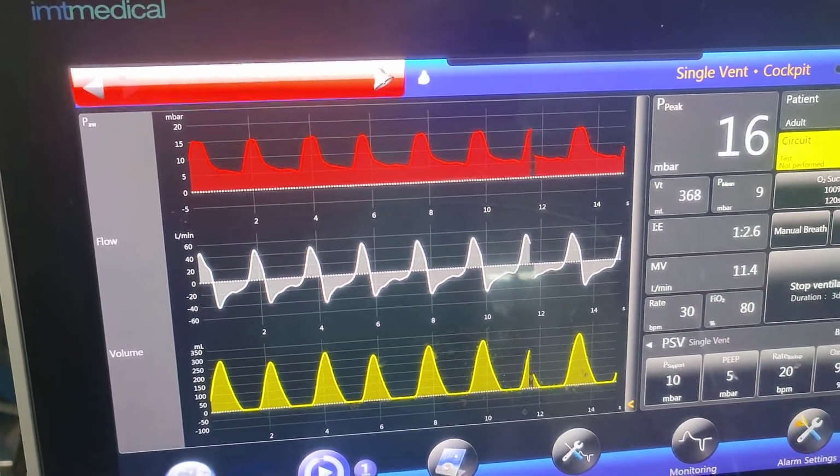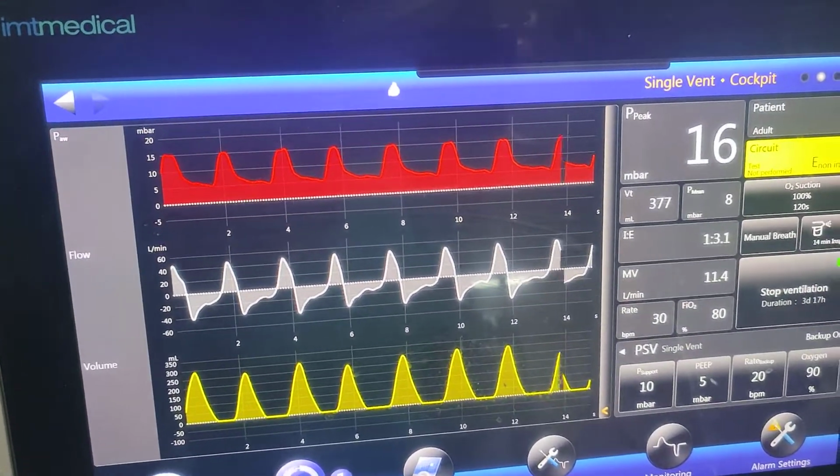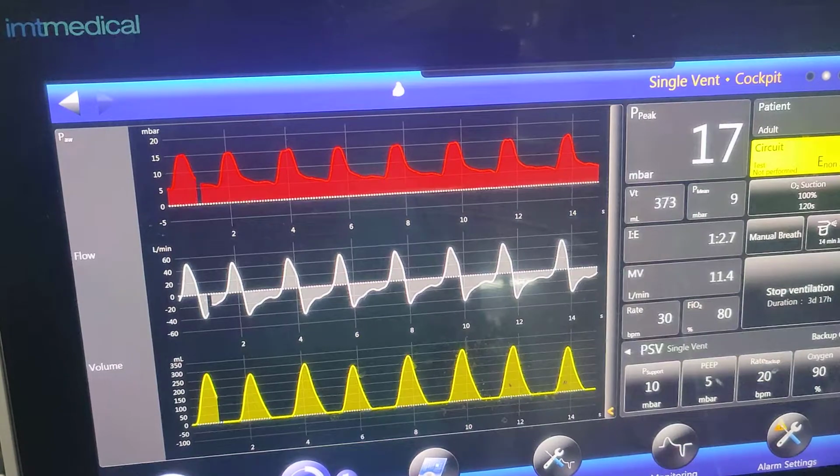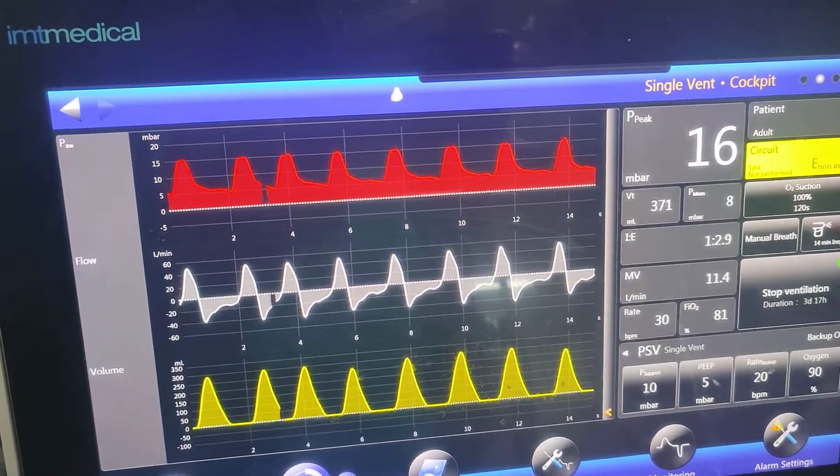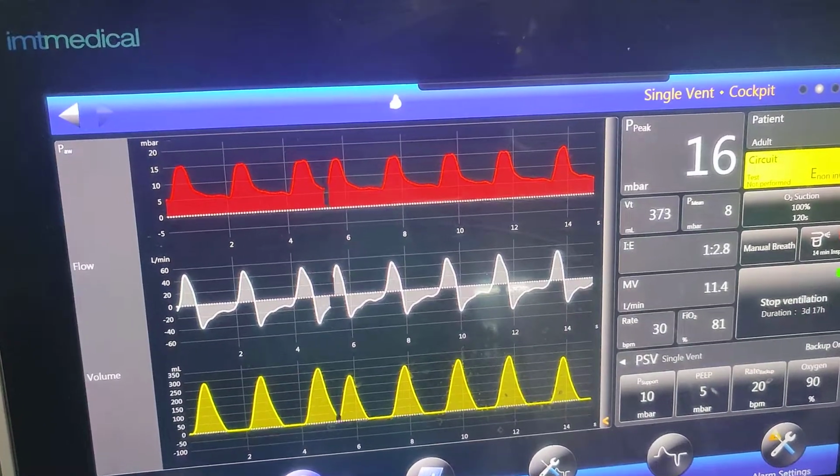So it means plateau pressure is a function of compliance, and a high peak pressure with a normal plateau pressure means the problem is the resistance.